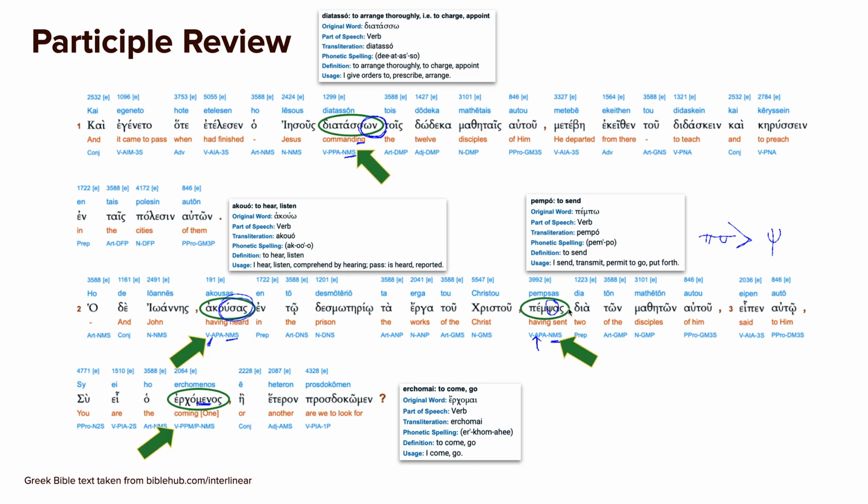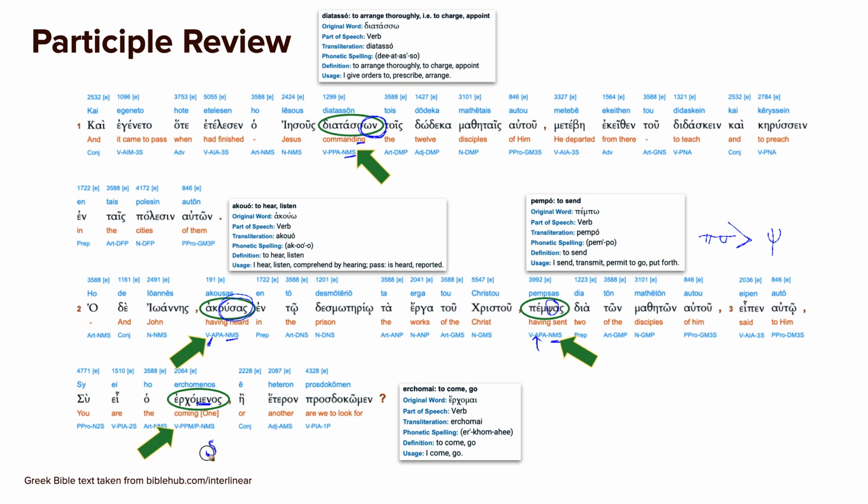It gets a little bit more complicated once it changes the case. So having sent two disciples, said to him, are you the one that is coming, or should we look for another one? All right, so the coming one, erkomenos. In this case, the coming one here, this is actually substantive use, and I'll write that down here.